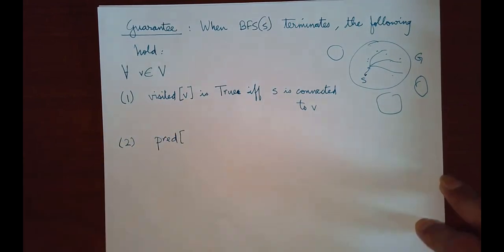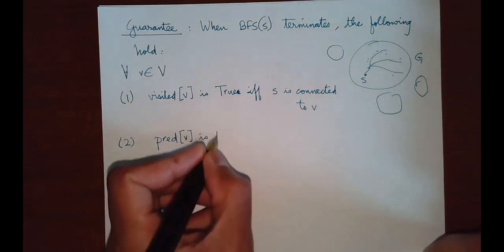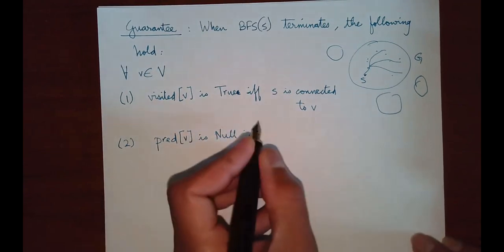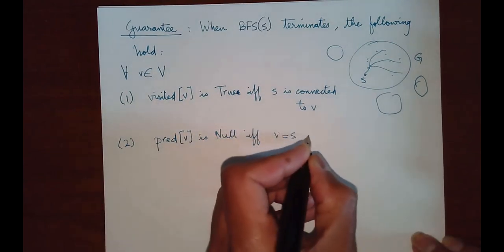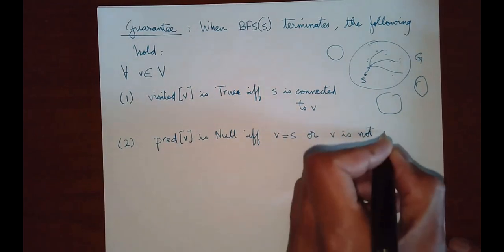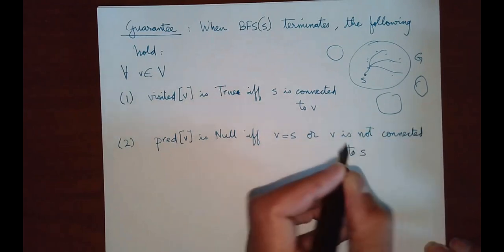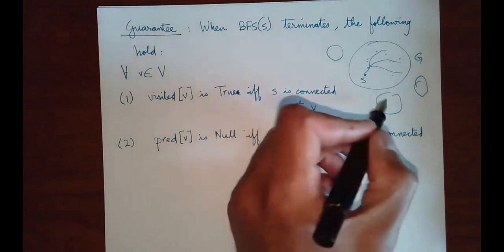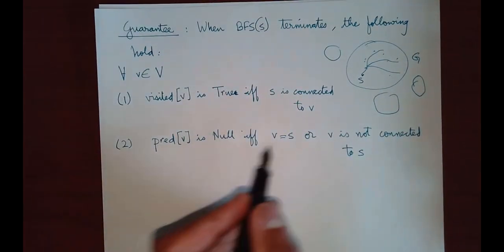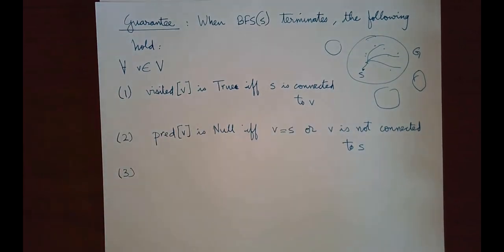Just to complete this, predecessor of V is null if and only if V is equal to S or V is not connected to S. BFS starting from S can never visit these vertices, and so their predecessor will just remain null and visited will remain false. Now note that the predecessor of S is always going to be null.